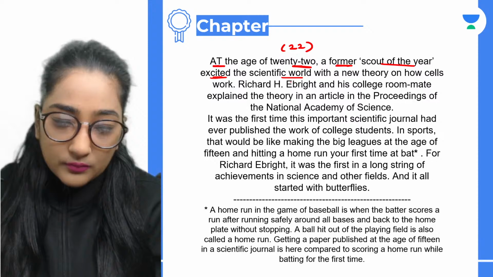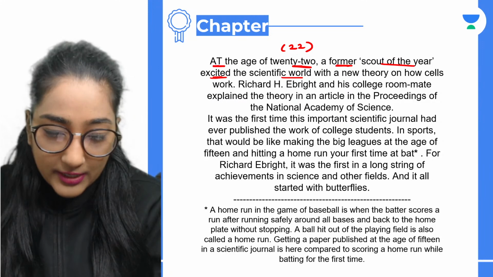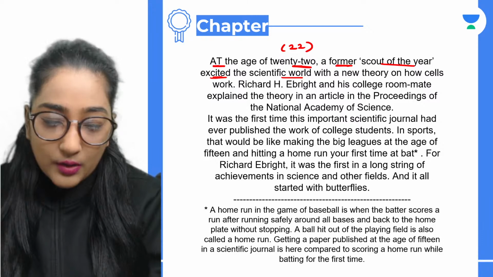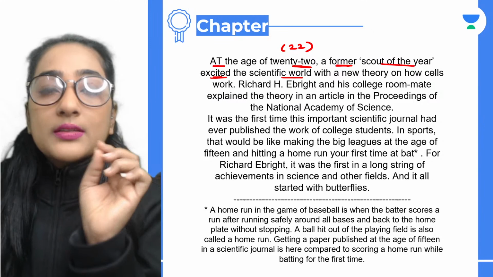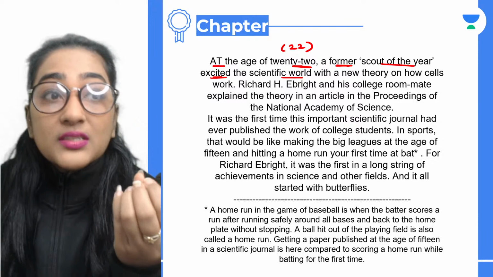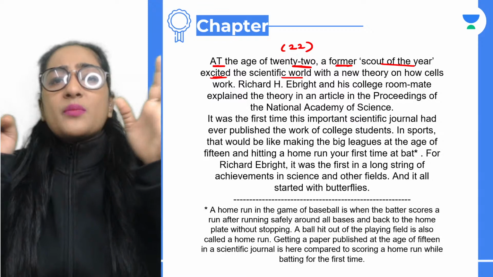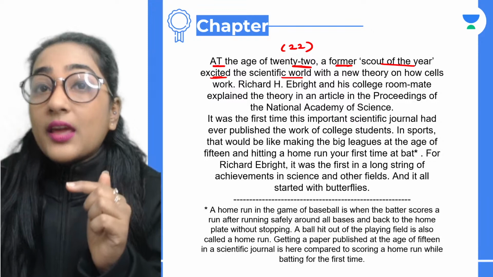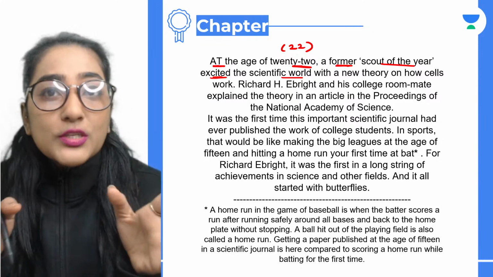Group of cells make tissues, right? You're right about that. Okay, so this chapter is about Richard Ebright. Yeah, you're right. Hey Phantom, good afternoon. So everybody, just at 22 years of age, a scout of the year. Scout of the year is basically an award, guys, which is given to the people for scouting. That means searching for someone or something. At 22 years of age, in the whole world, in the scientific world, this theory on how a cell works created great excitement. Everybody was so very much excited and curious to know how a cell actually works, right?